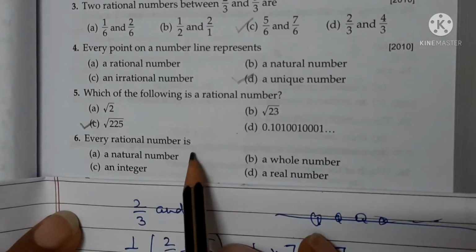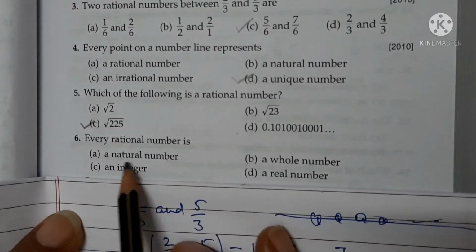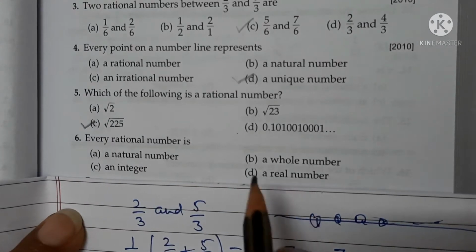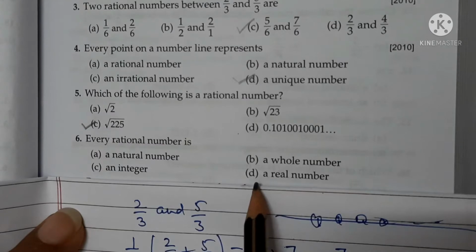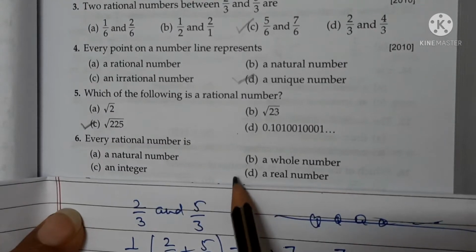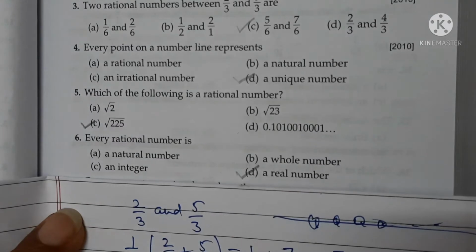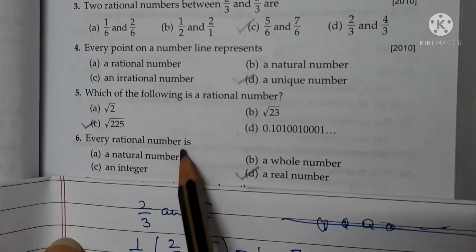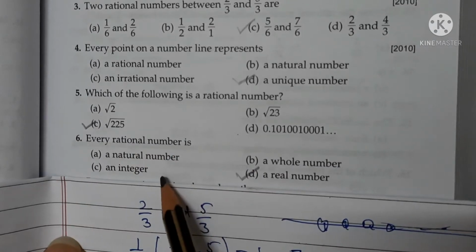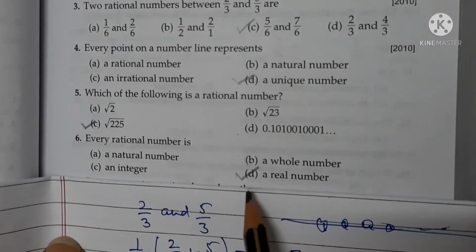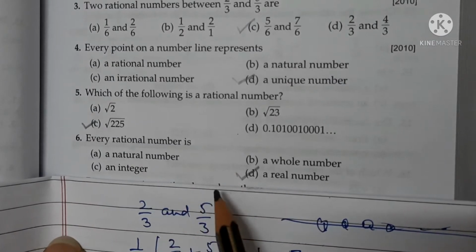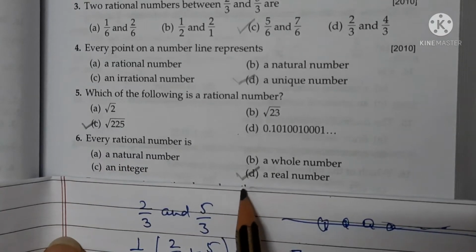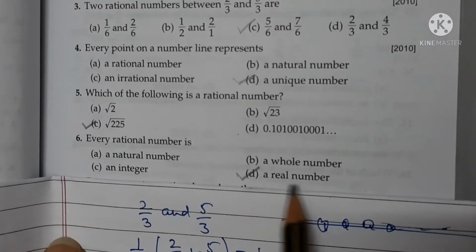Next, question number 6. Every rational number is a natural number, a whole number, an integer, a real number. In a real number, all rational numbers and irrational numbers come. So, option D is correct because all these numbers come in the rational number, and if the number is in the form of non-terminating repeating, it comes in real number and it is a rational number. So, we will choose option D to represent every rational number is a real number.